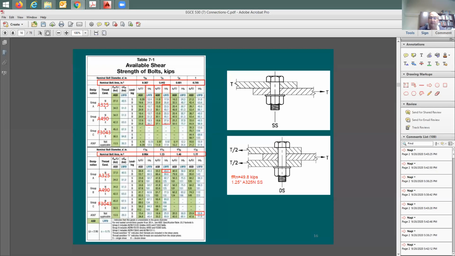So do we have any questions on the previous lecture and the bolt strength? All right, let's proceed. So this table here is available for shear, and it's going to be for almost all bolt sizes that you're going to be working with. And we have here a good note.